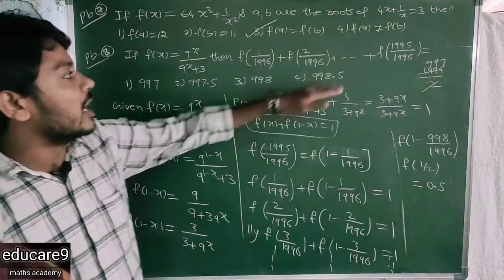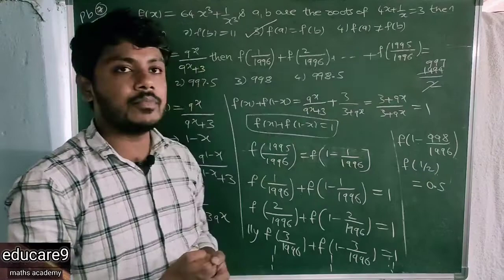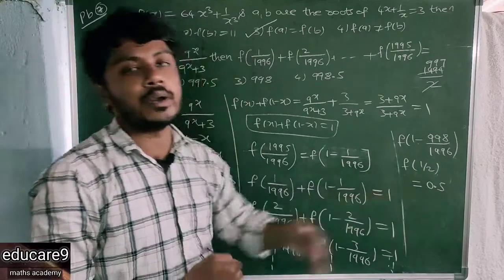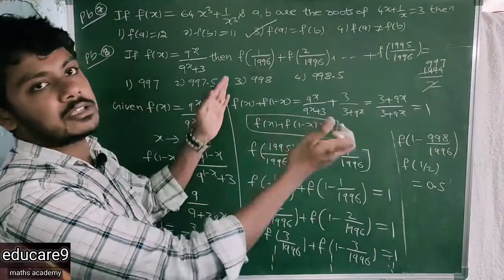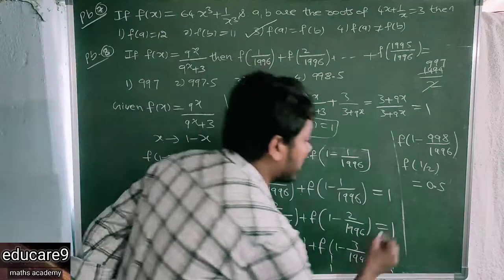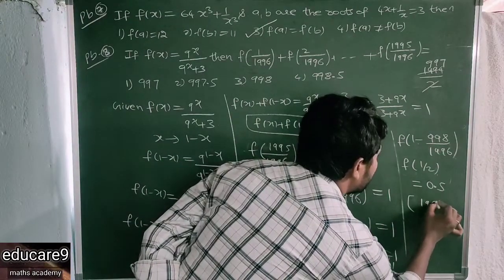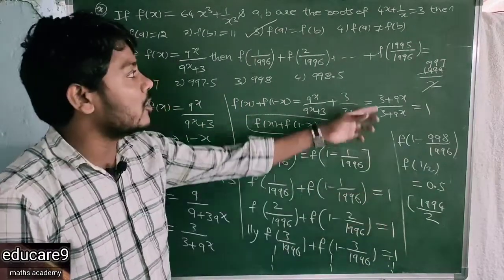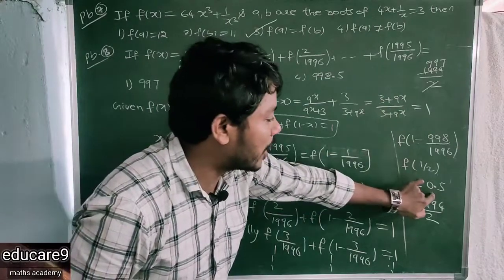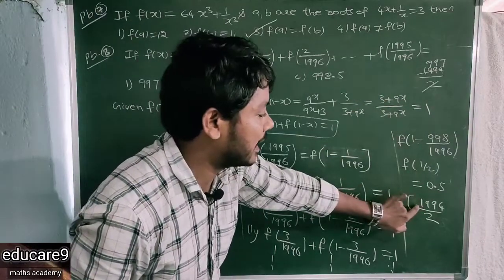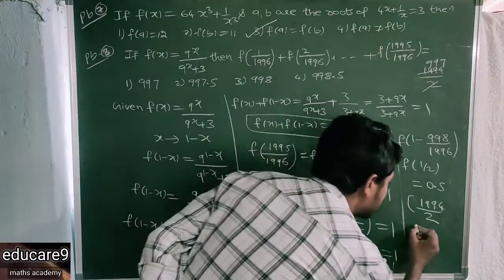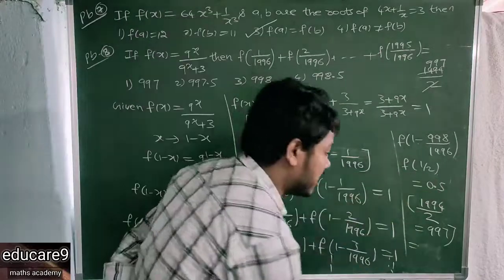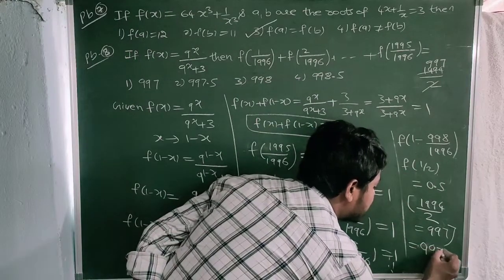Okay. So total values are 1995. Out of this, one value is left, that value is 0.5. So the remaining values, all come together, and divide by 2, because the sum of 2 is 1. So one value is left, that value is 0.5. So the remaining values are 1994, so this is 997. So plus this value, therefore the given value is 997.5.